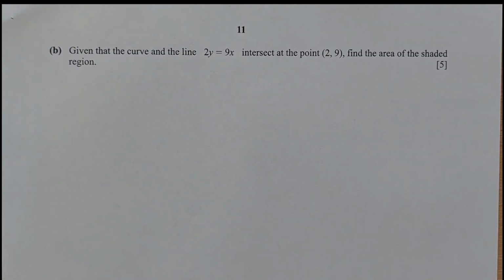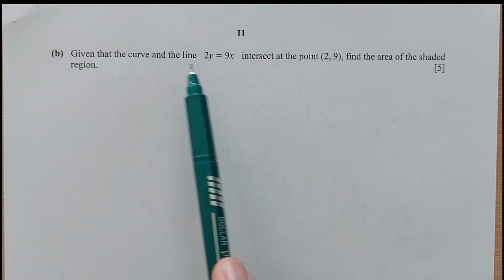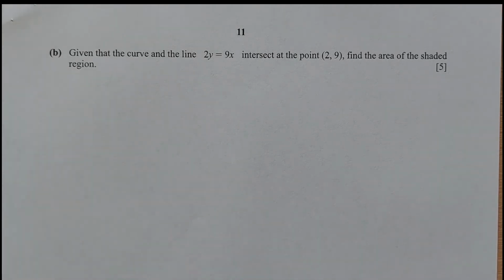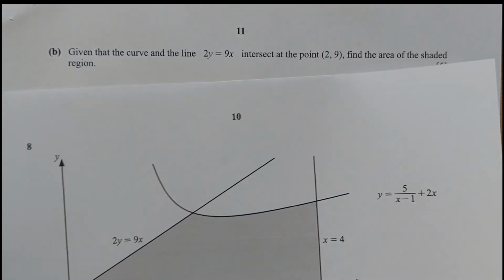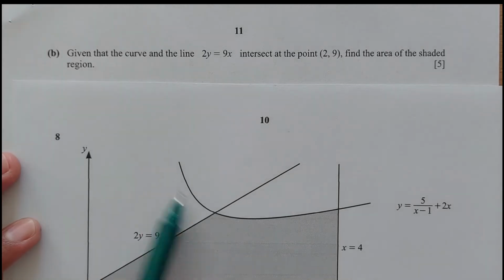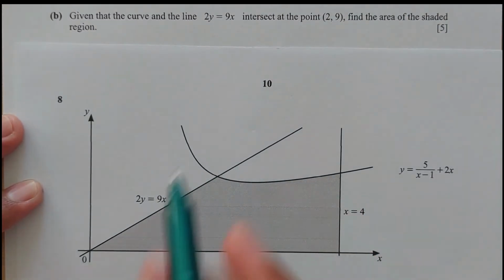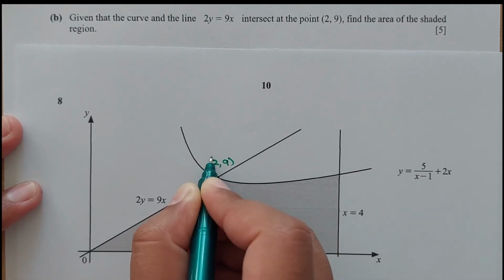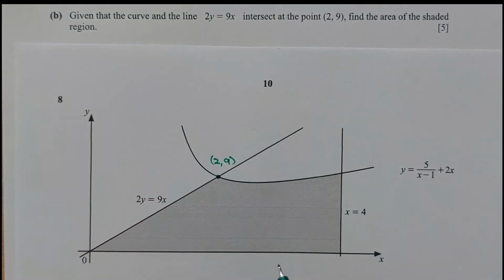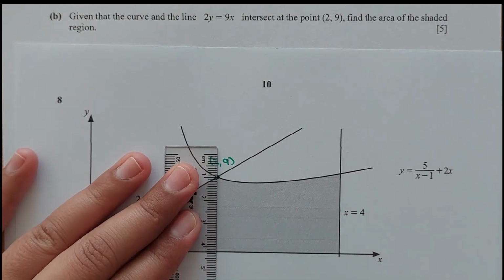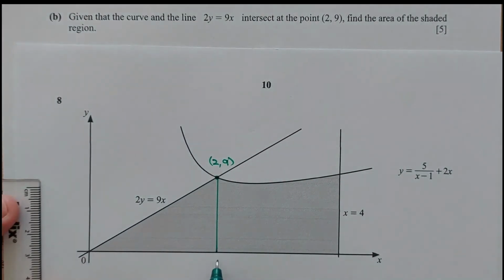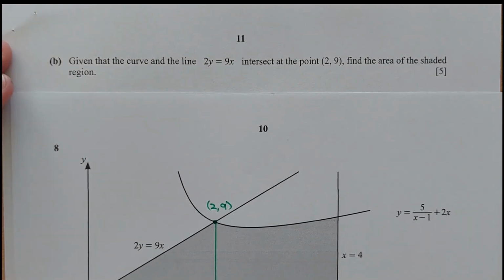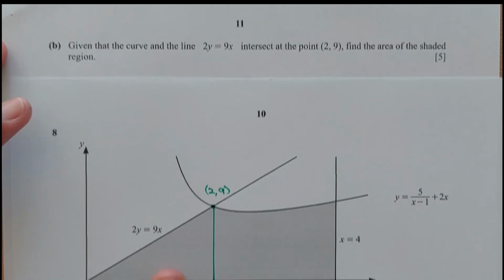Now for part B, given that the curve and the line intersect at the point (2, 9). So this curve and this line intersect at the point (2, 9), so this point is (2, 9), means the x value is 2 and the y value is 9. Here the x value is 2 and here the x value is 4. Right, so the question is find the area of the shaded region. So this region is shaded.